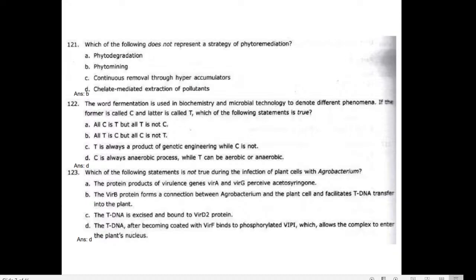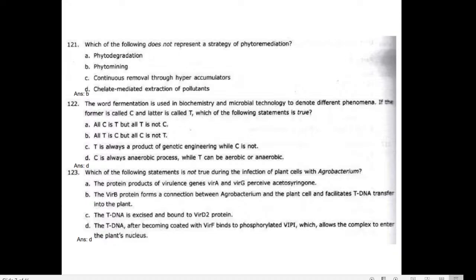Phytomining is the breaking down of material and continuous removal through hyperaccumulation. With hyperaccumulation, the plant takes up the chemical, and that chemical is present in the plant leaf or stem. We can recover that after some accumulating period. Then chelate-mediated extraction of pollutants filters chemicals from the air, stored on the plant surface or used for their growth. So the degradation does not happen in phytomining.